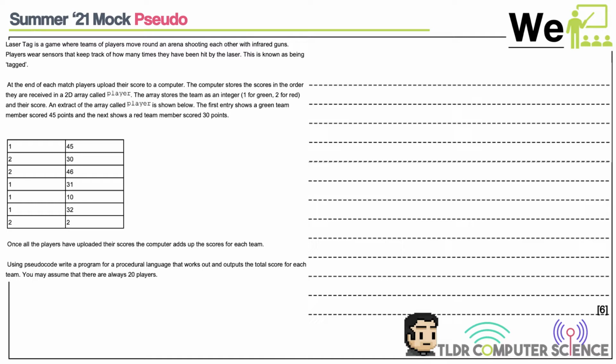2D is short for two-dimensional. A 1D array, a one-dimensional array, would just be going across here or going down here, that's one-dimensional. A two-dimensional array looks like a table. It looks like it here, and it's called player. The array stores the team as an integer, 1 for green, 2 for red.